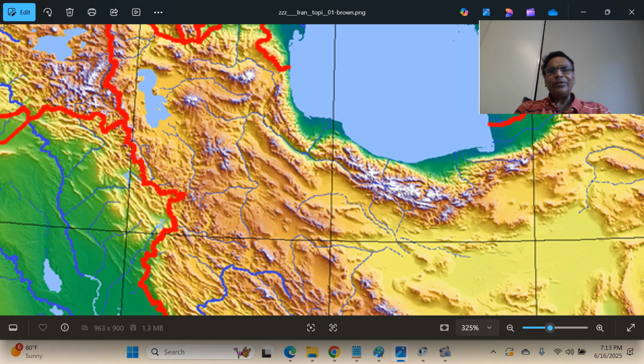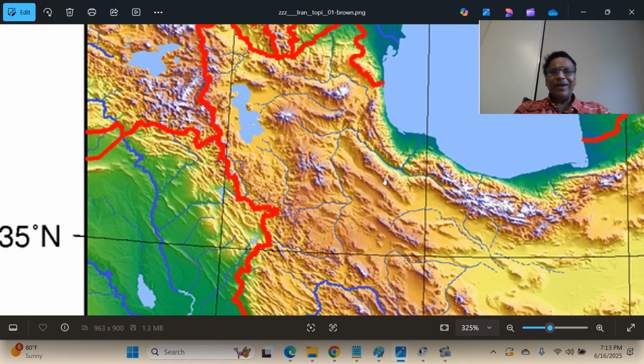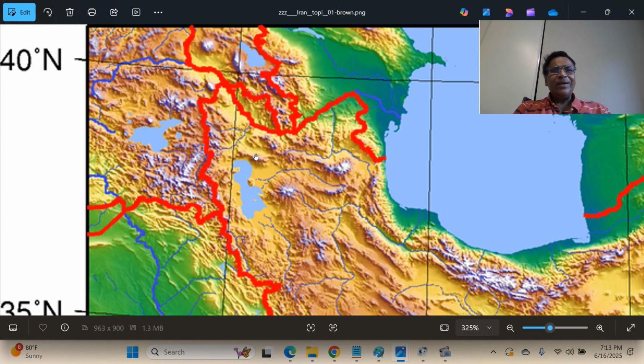It's the Alborz Mountains. Damavand will be here. Tehran. That means this is the Qazvin Basin. You can see the basin. You can also see the Zanjan Basin. So the important landmarks you have to remember are Lake Urmia, Lake Sevan, and Lake Van, Sevan and Urmia.